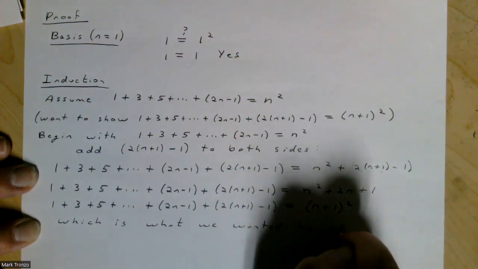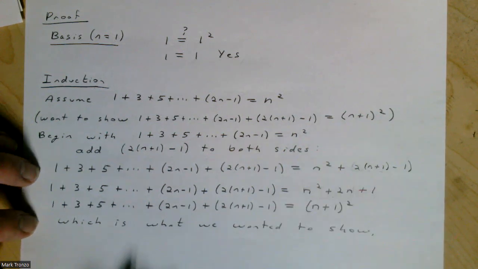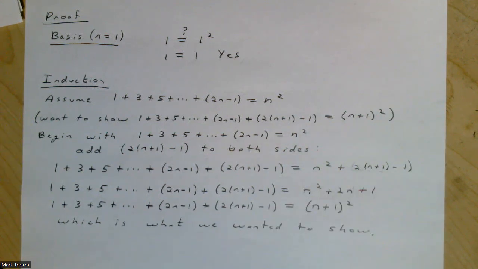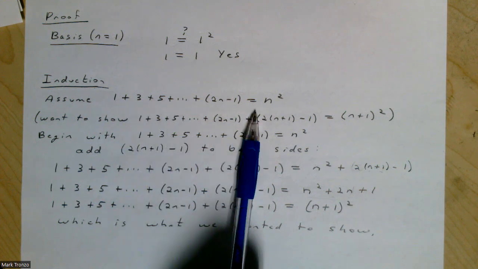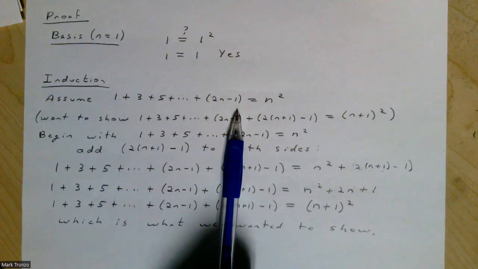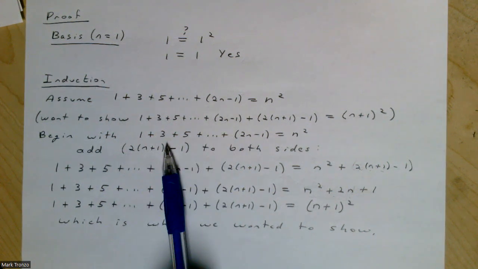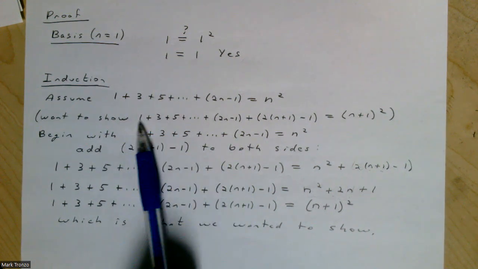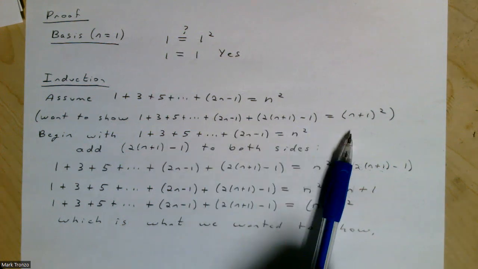That completes the proof. We went through our 2 steps. We went through the basis step, went through the induction step. And we were able to show that this worked for the basis step and it worked for the induction step. We were able to assume that the property was true for n and use that to show that it's true for n plus 1.